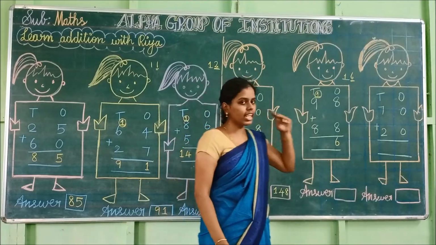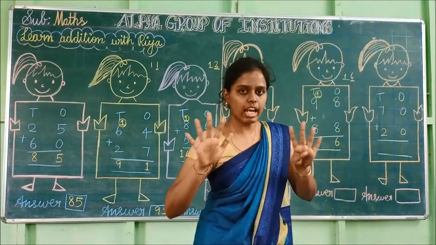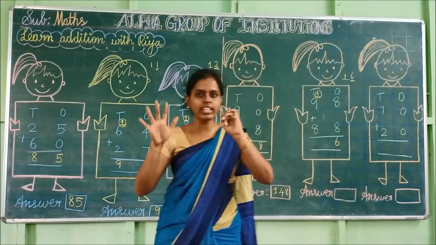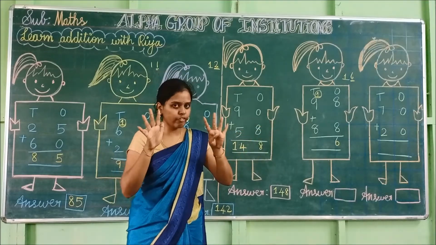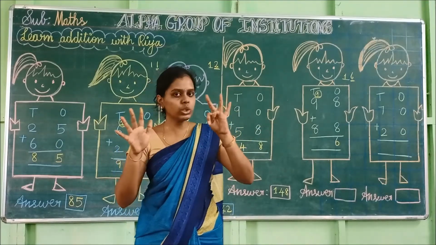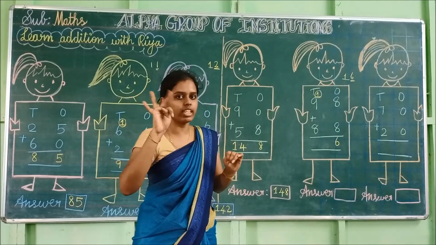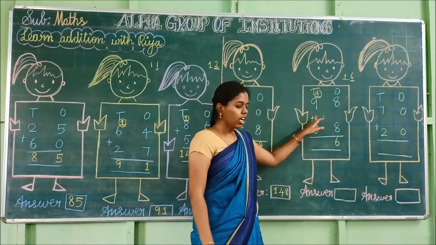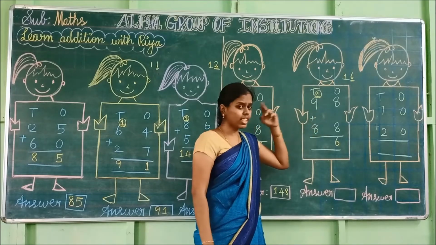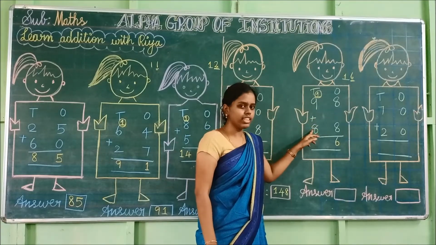1 in the mind, take 9 in the fingers. After 1, 2, 3, 4, 5, 6, 7, 8, 9 and 10. So we have got 10 as the answer. So keep that 10 in your mind and add the next number.